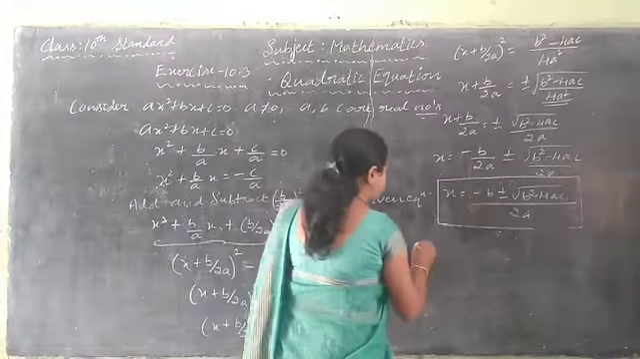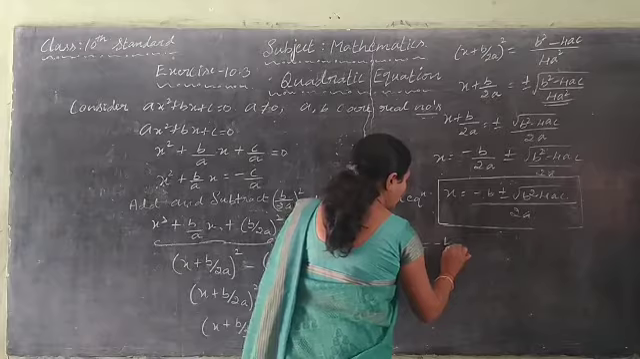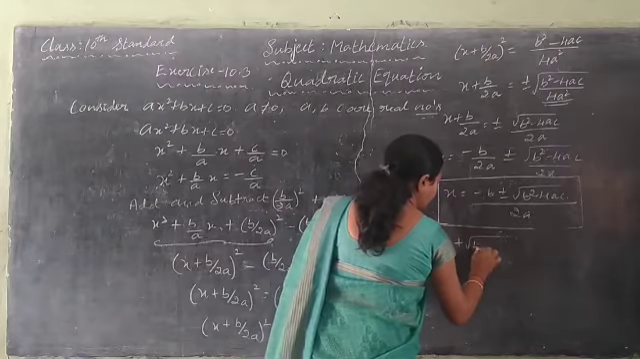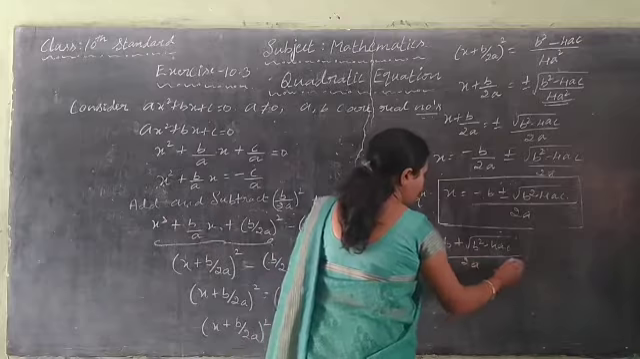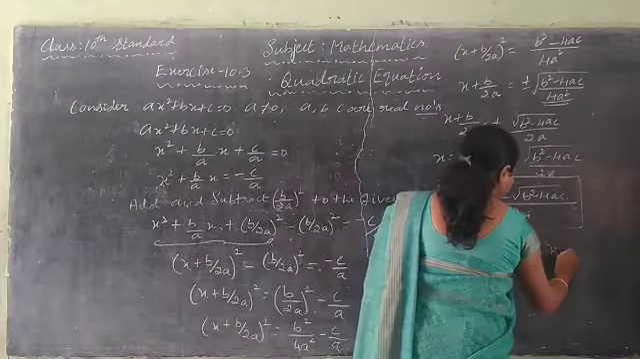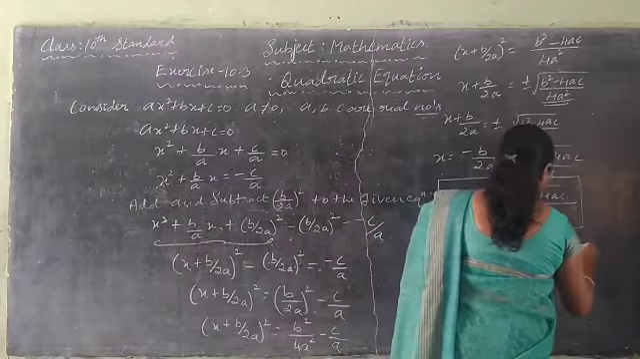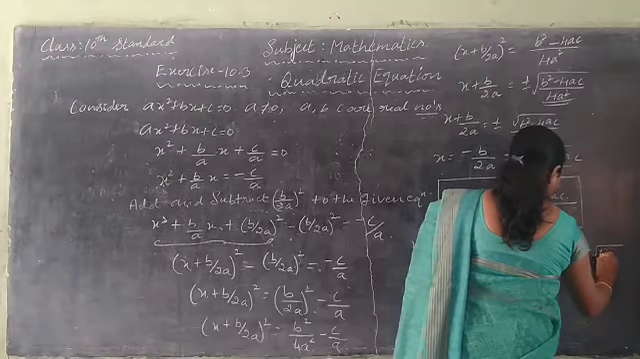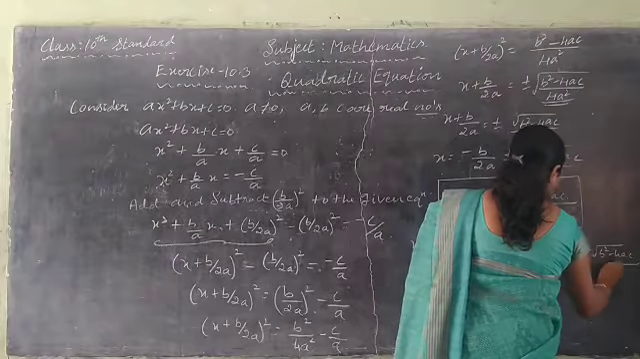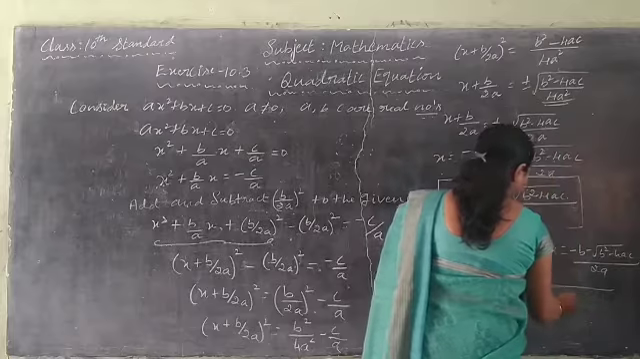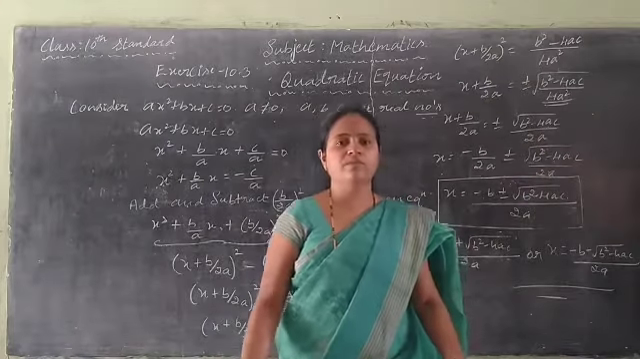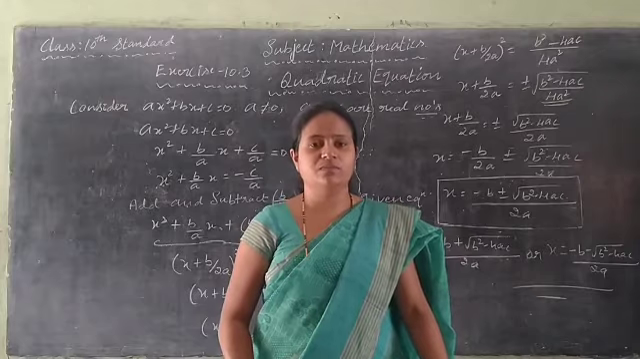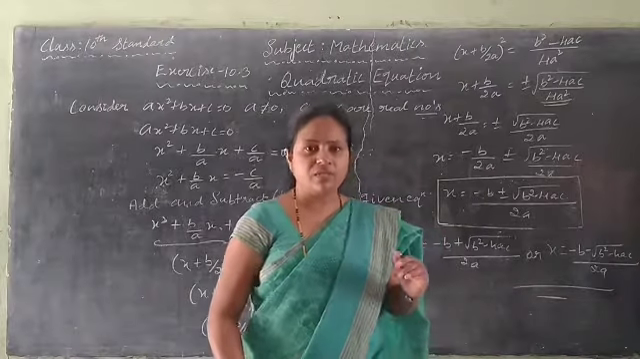Okay. Next we are going to split this one. That's it. x equals (minus b plus the square root of b² − 4ac) by 2a, or x equals (minus b minus the square root of b² − 4ac) by 2a. Got it? So this is the formula we are going to use to solve the quadratic equation, children. Understood? Okay. Once again I will explain to you.